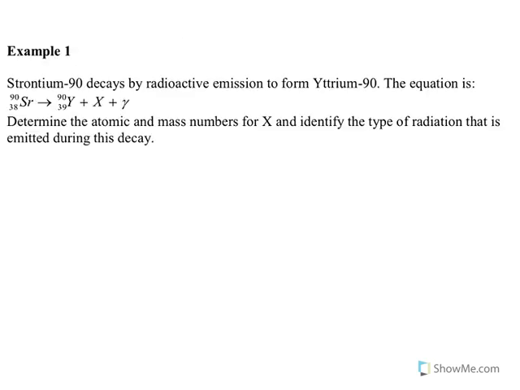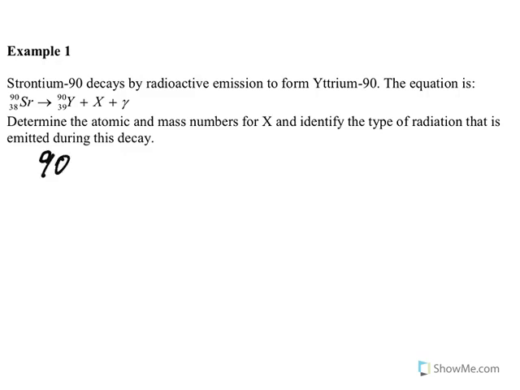All right, here's our first. We've got strontium 90. It decays by radiation emission to form yttrium 90, and the equation is that. In this particular one, what's obvious is that there's a gamma there as well. So part of it says find the atomic mass numbers for X and the type of radiation.